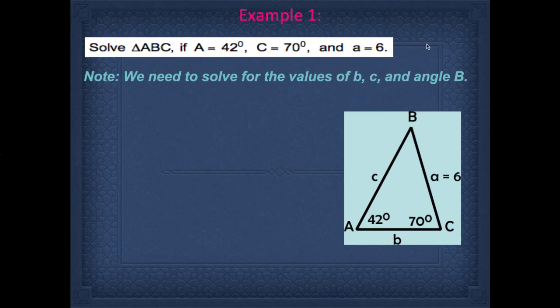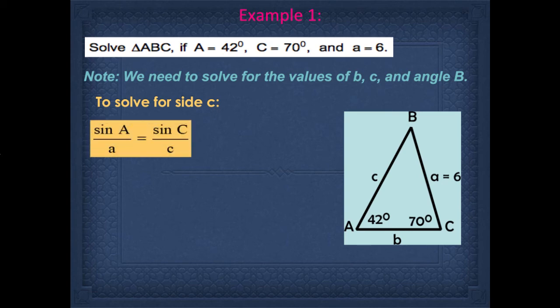Now, how do we solve for side c? Let's try solving for side c first. To solve for side c, we can use this proportion: sine A over a equals sine C over c. Now, why this proportion? Why not sine A over a equals sine B over b? Why not that proportion?